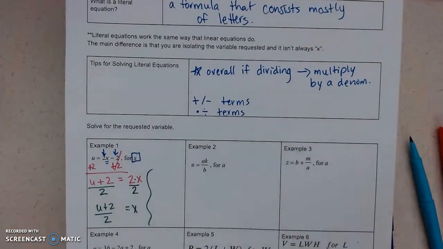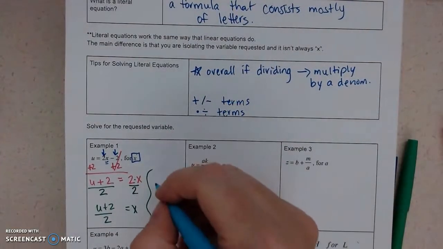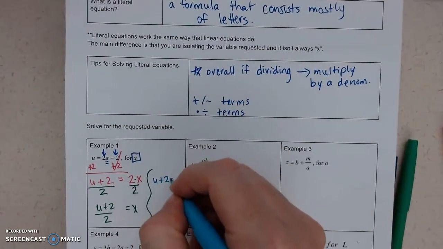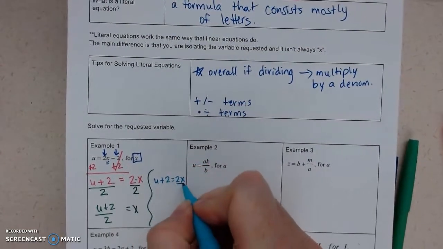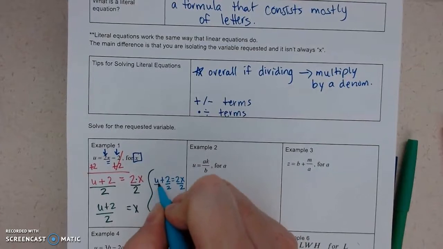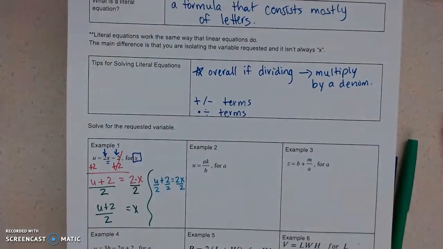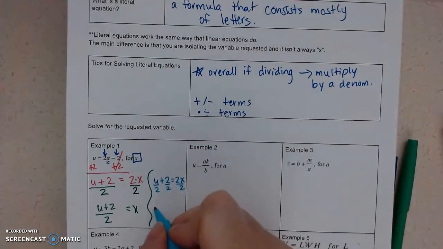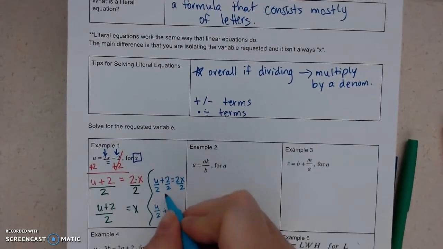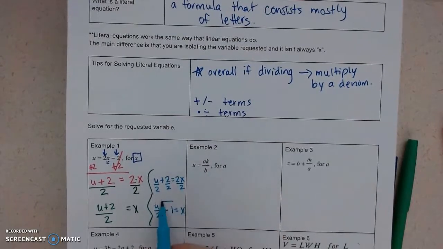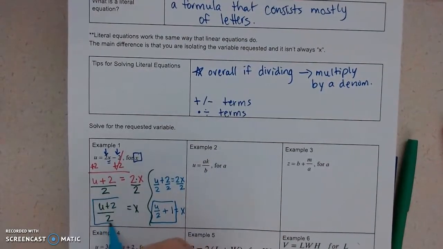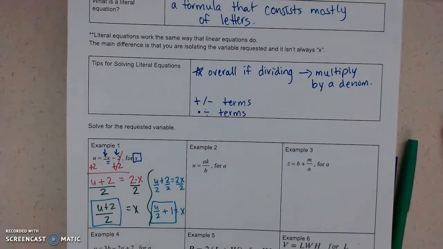Now, let's talk about something though. So let's say we had the same step. When I divide, I can also divide them separately, but you still divide all terms. So I would get u over 2. 2 divided by 2 is 1. That equals x. Now, these answers don't look the same, but they are both fully correct.